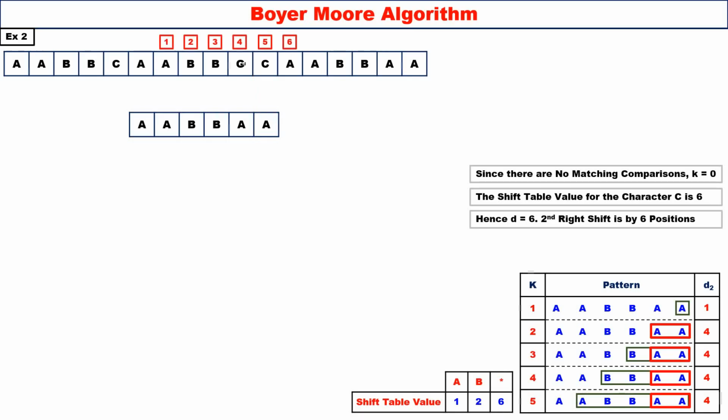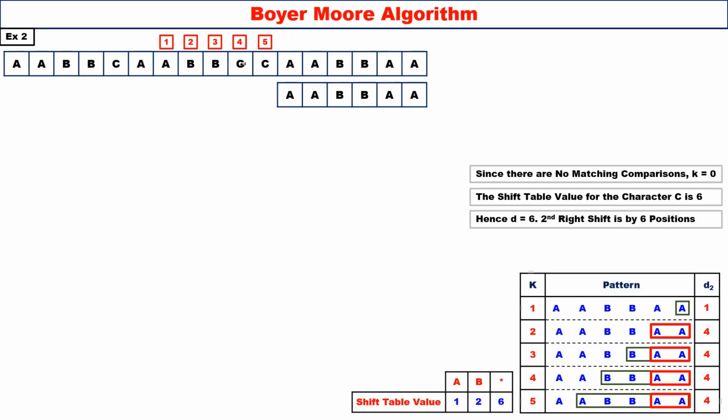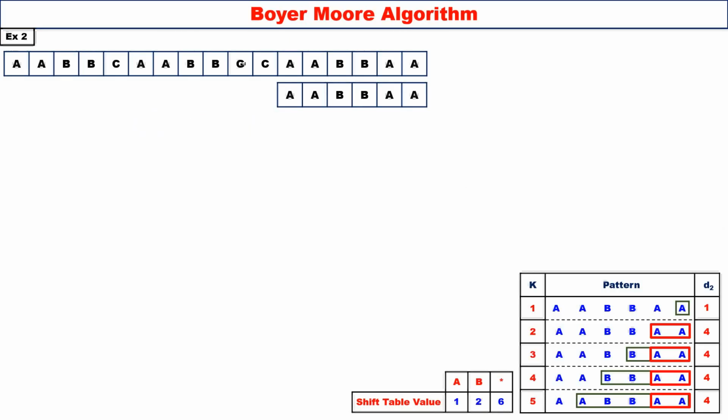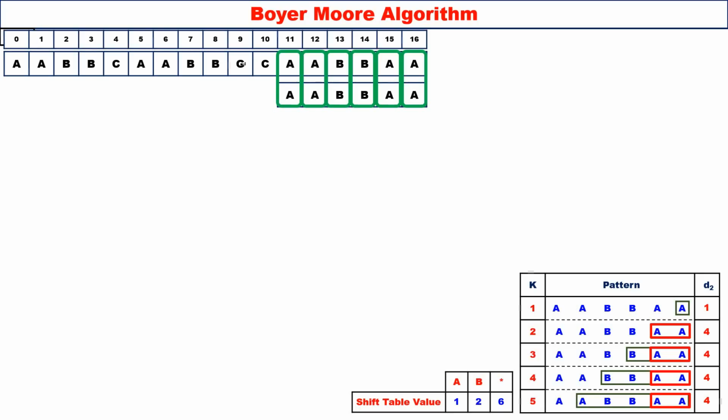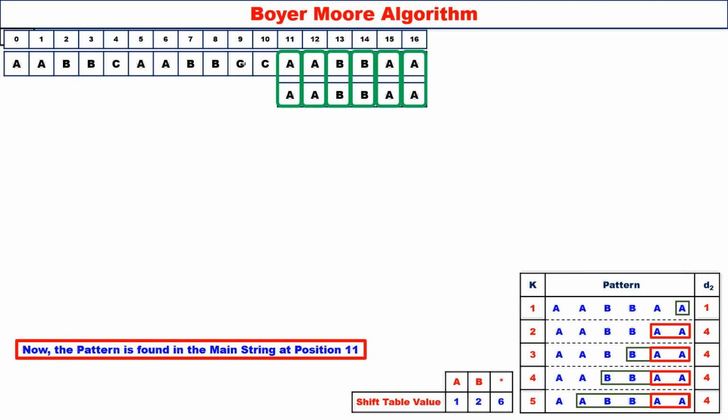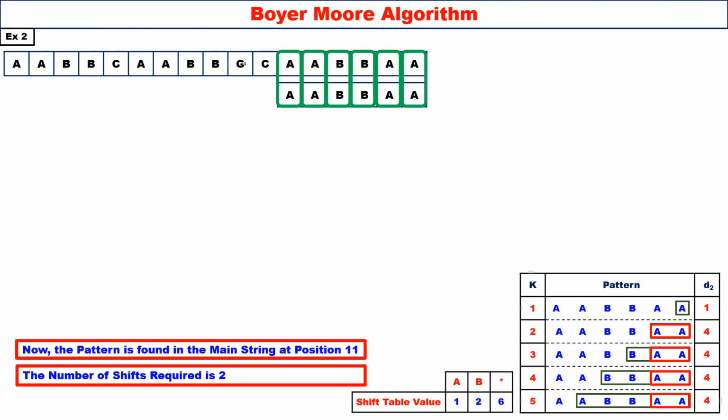2, 3, 4, 5, 6. Yes, the pattern is shifted. Now let us do the matching. A matching, A matching, BB matching, BB matching, again A matching, again A matching. Yes, the pattern is found in the main string. At what position? At position 11. And how many shifts were required? Only 2 shifts were required in this particular case. So in this example, the pattern was found in the main string at position 11 when the array starts from 0, and the number of shifts required was only 2.